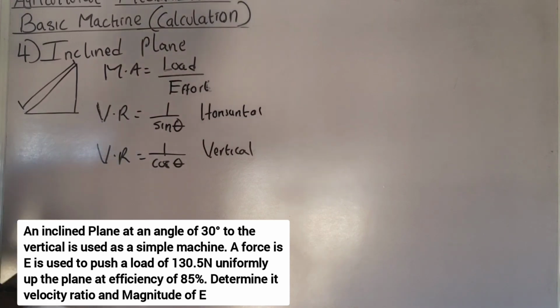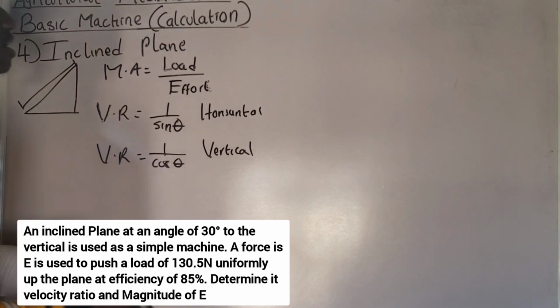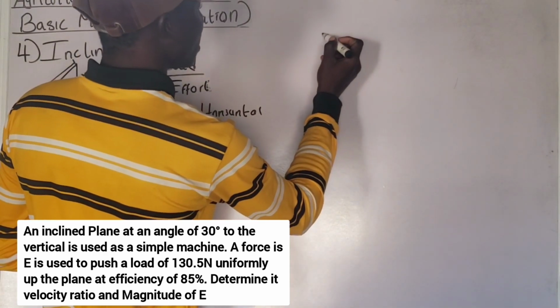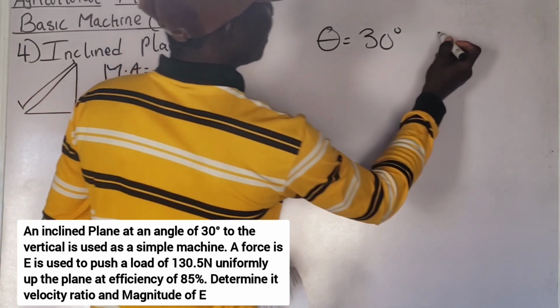Okay, don't forget that in the question, the angle is inclined vertically, you understand? And I told you that if the question says the angle is inclined vertically, we're going to use VR equals what? 1 over cos theta. So let's start by writing out the information that we're given in the question. Theta equals what? 30 degrees, you understand? That is vertically.